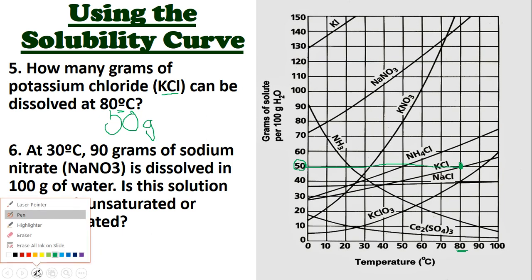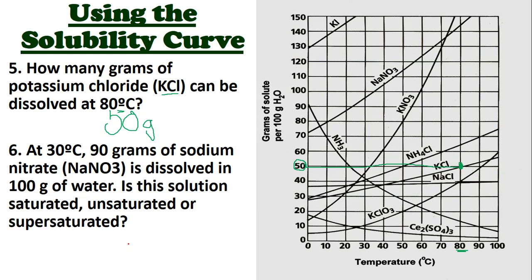I'm going to change my colors back. We're going to go back to red. It says at 30 degrees Celsius, 90 grams of sodium nitrate, NaNO3, is dissolved in 100 grams of water. We're trying to figure out if the solution is saturated, unsaturated, or supersaturated. So the first thing we're going to do is plot our point. 30 degrees and 90. So we go up 30 degrees until we reach where 90 is. 90 is here. 30 comes up here. They intersect right here at this point.